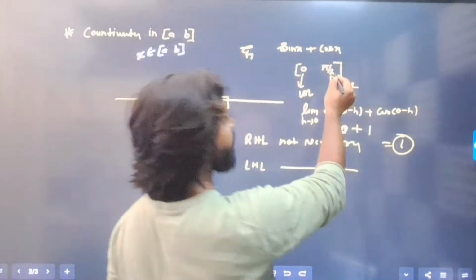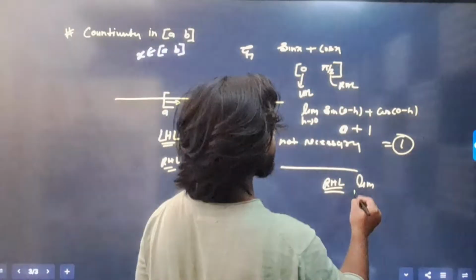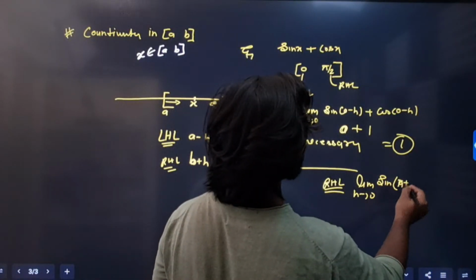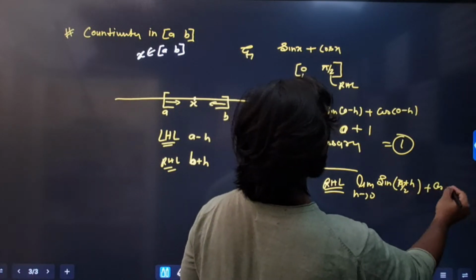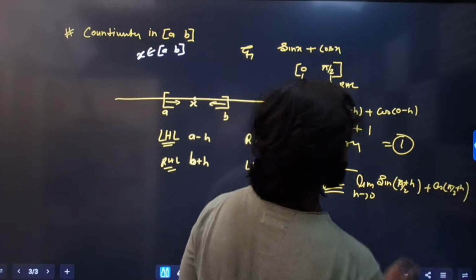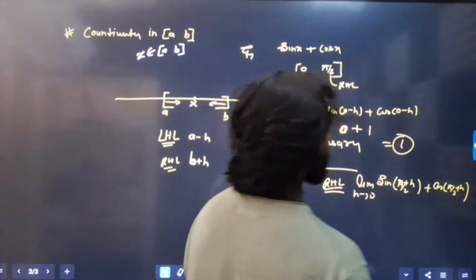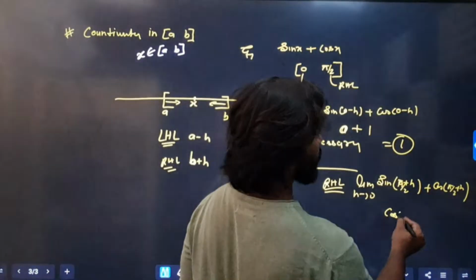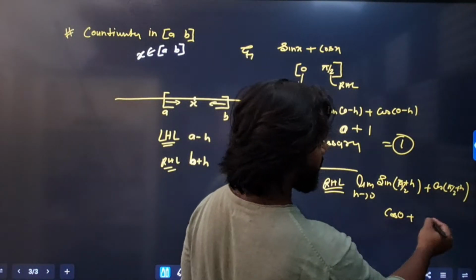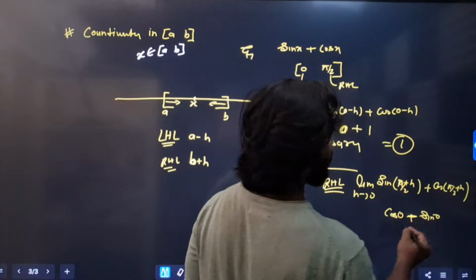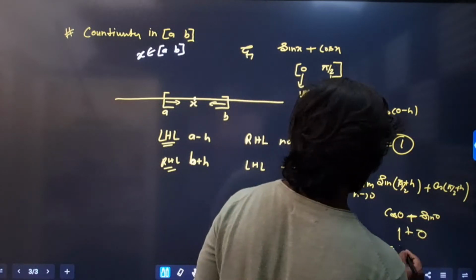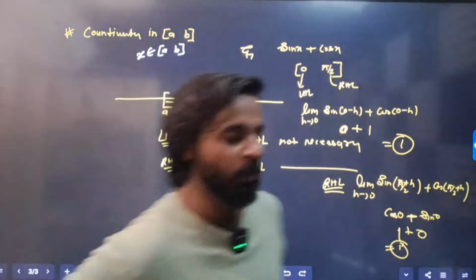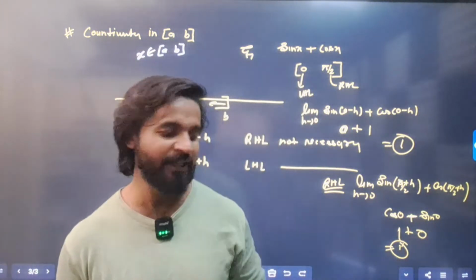RHL means pi by 2 plus h, so limit h tends to 0 of sin(pi by 2 plus h) plus cos(pi by 2 plus h). Sin of 90 plus theta is cos theta, and cos of 90 plus theta is minus sin theta. So it is cos 0 minus sin 0, which is 1 plus 0. So the answer will be 1, and the function is continuous. It's just a very small point for learning.